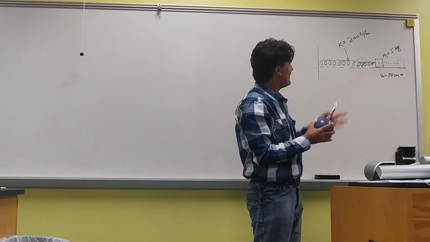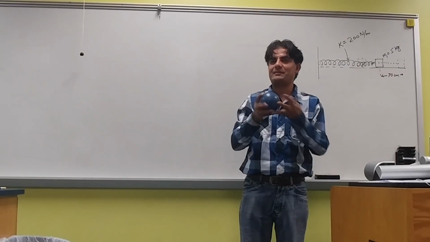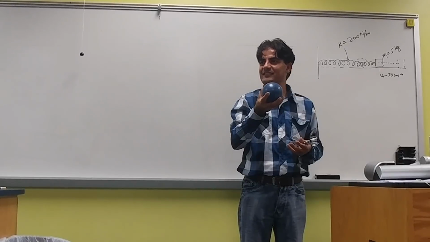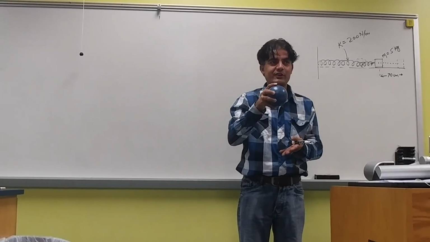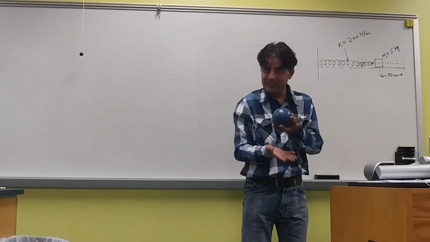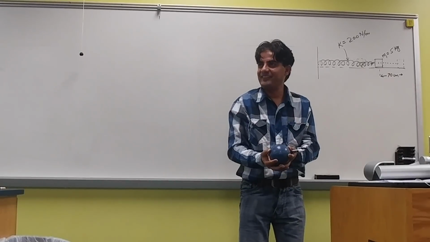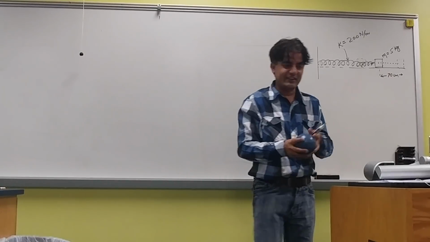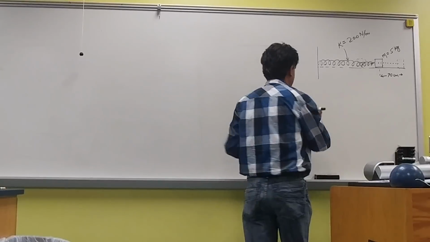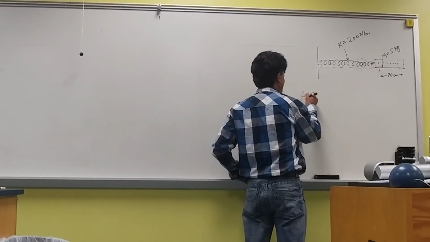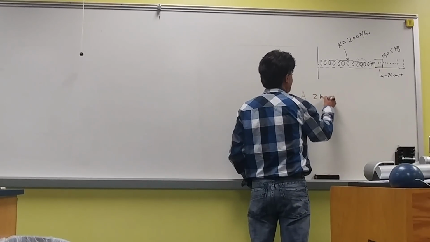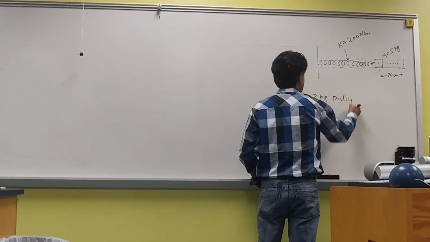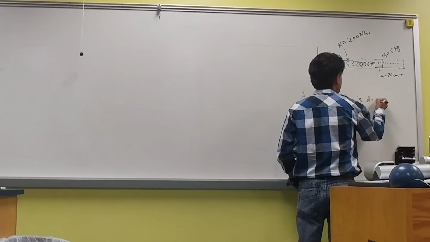Putty of, let's say, 2 kilogram putty. Or 3 kilogram putty. What you do is you drop it when the mass is right in the middle. So a 2 kilogram putty is dropped.